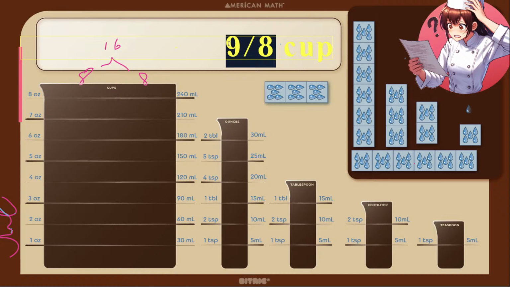Now I want you to try 6/3 fluid ounces. How will we place 6/3 of a fluid ounce? I got you. So we know that a fluid ounce is, hold on.